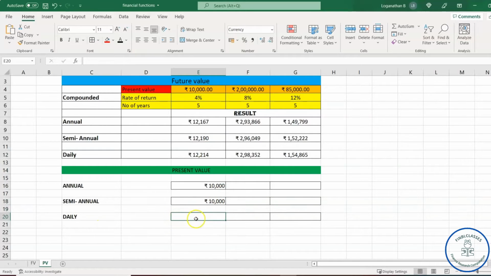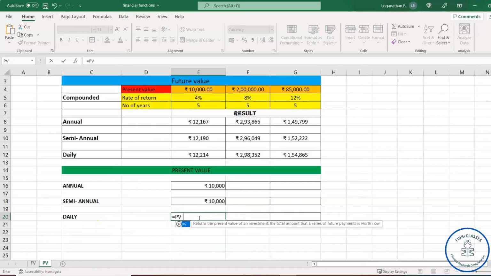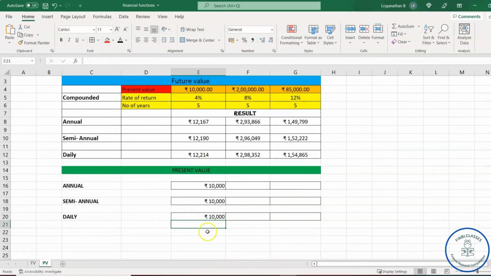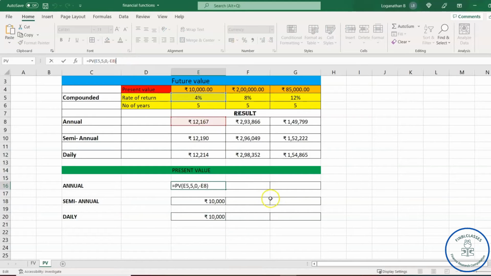Then for daily compounding, equal to present value. Then the rate is 4%, which has to be divided by 365, comma, and the number of years 5 into 365, comma, the PMT, there is no annuity, so I put it as 0. Then the future value, we put it as minus 12,214, and I close the bracket and press enter. I get 10,000. Yes, it is correct, right? So we can do the cross check with the help of the present value formula.